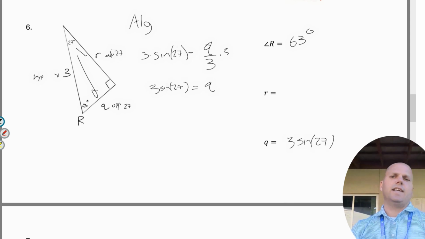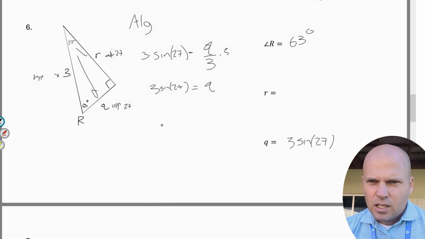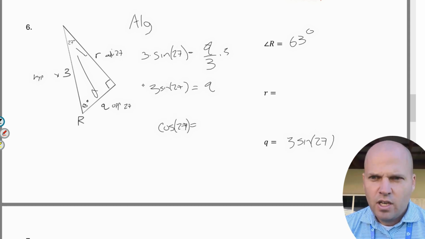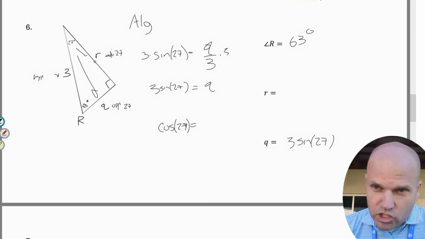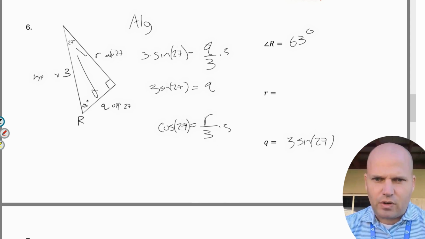Use my calculator, get that answer. And the cosine of 27, which will equal the ratio of the adjacent over the hypotenuse for a triangle with a 27 degree angle. In this triangle, that ratio is R over 3. Well, multiply by 3 and we get R.